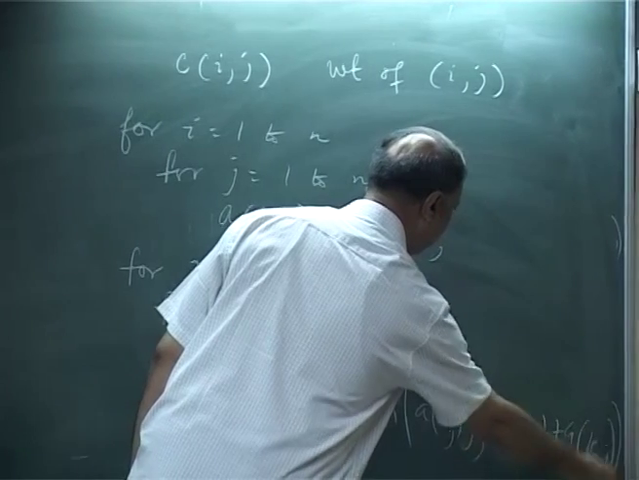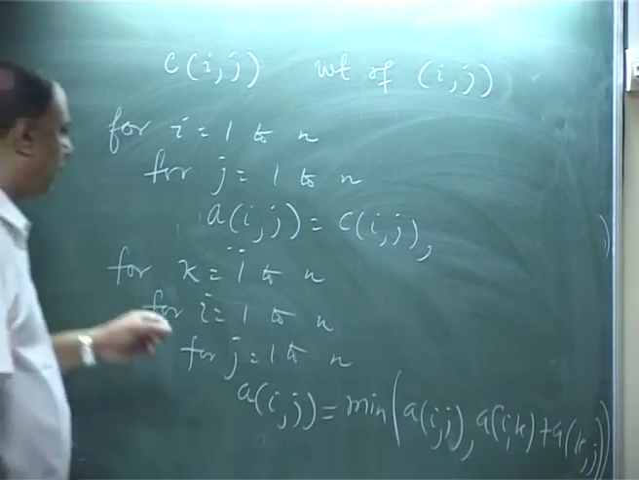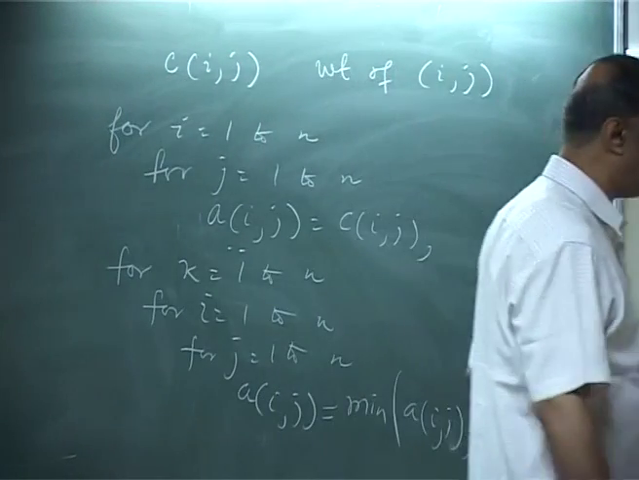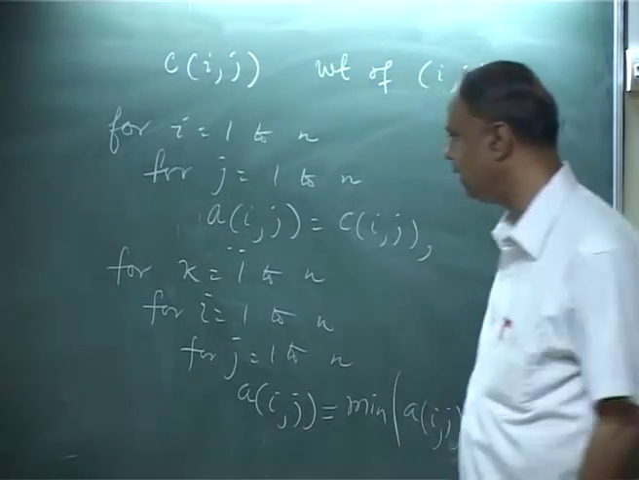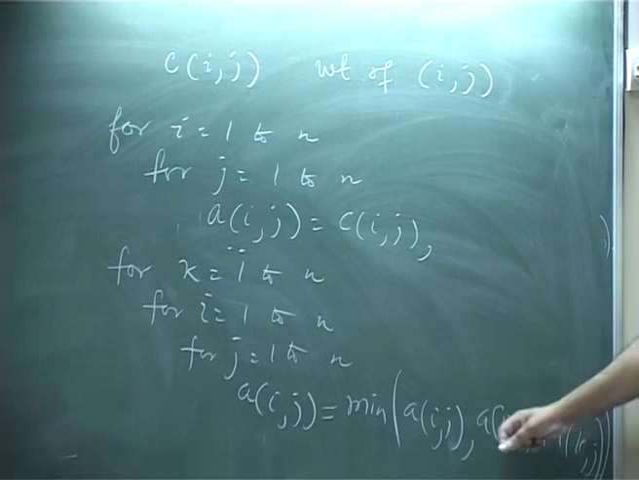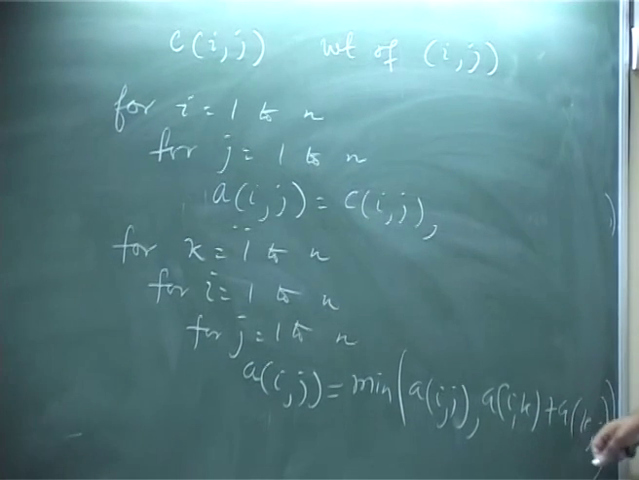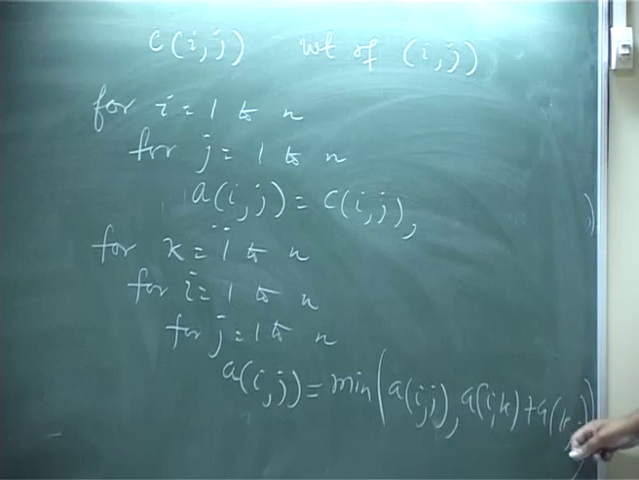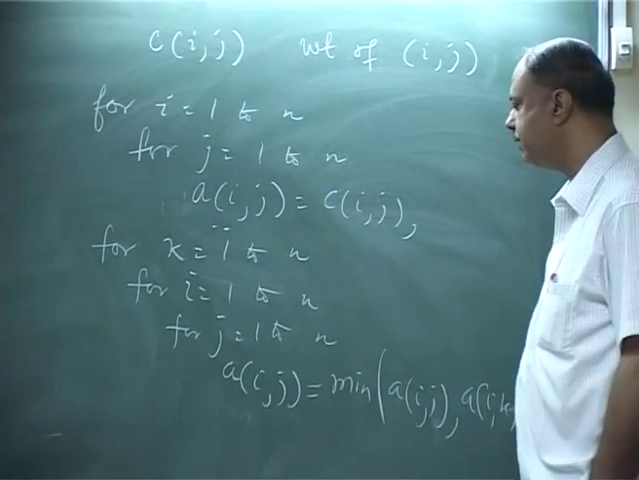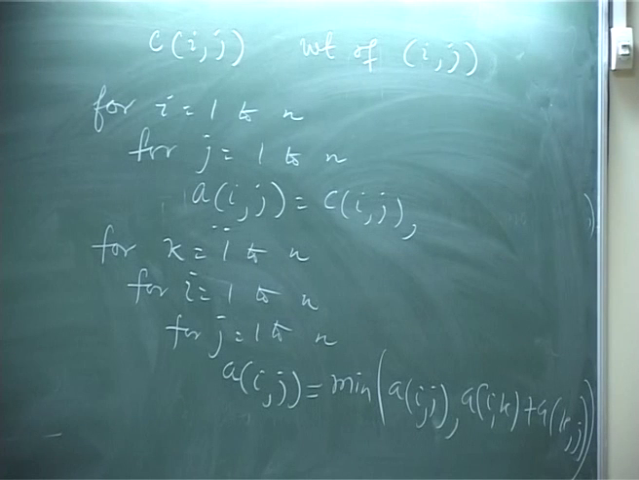Right? What is the physical meaning of that? I am considering whatever shortest path I have between i and j using the vertices 1, 2, 3 up to k minus 1, and I have the shortest path from i to k using the vertices 1 to k minus 1 plus the shortest path between k and j using the vertices 1 to k minus 1, and that will be replaced by that value. Okay, this is the one thing.